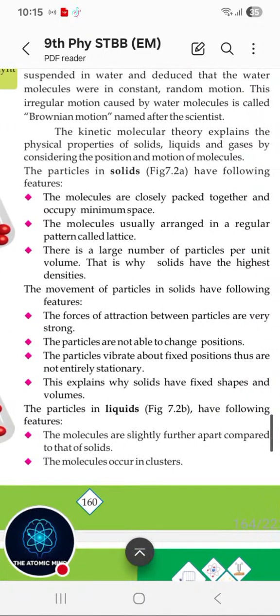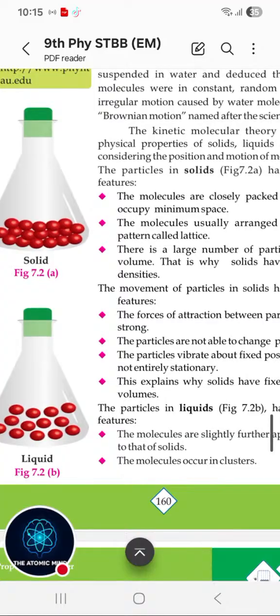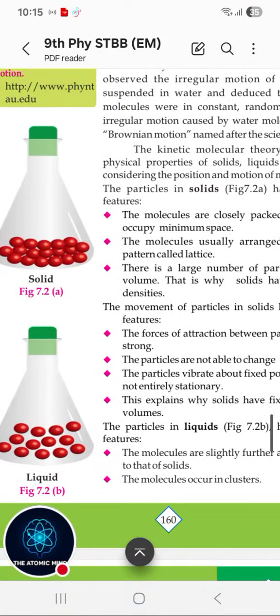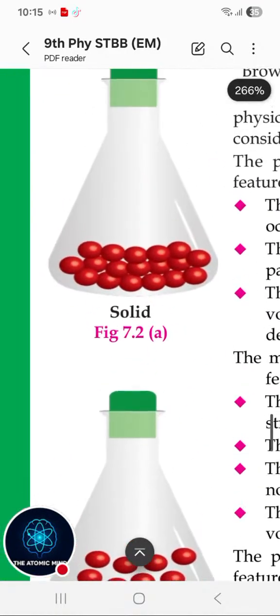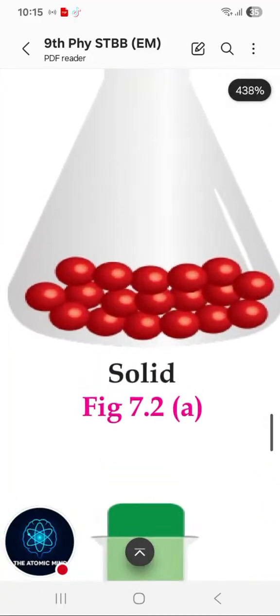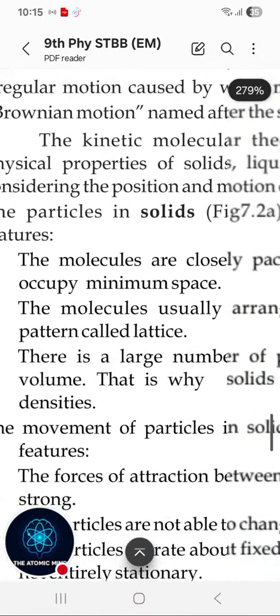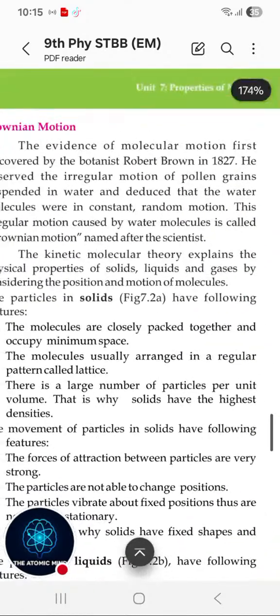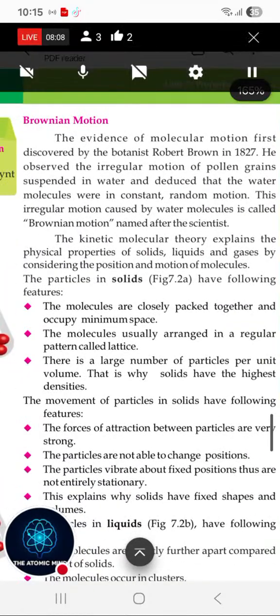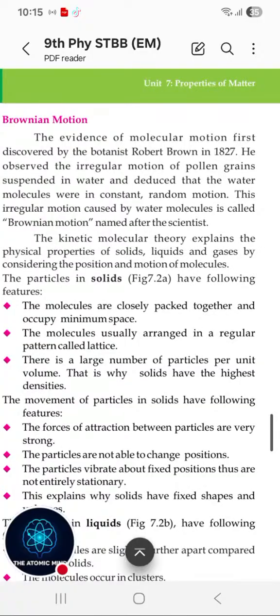The molecules usually arrange in a regular pattern, and this pattern is called a lattice. You can see it is arranged in a regular pattern, so it has a definite shape. If the molecules are not arranged in a regular pattern, they are in random places, and it does not have a definite shape. There is a large number of particles per unit volume, that is why solids have the highest densities.